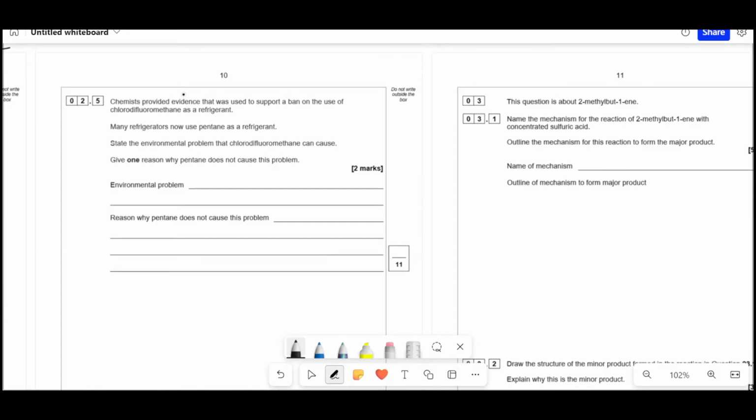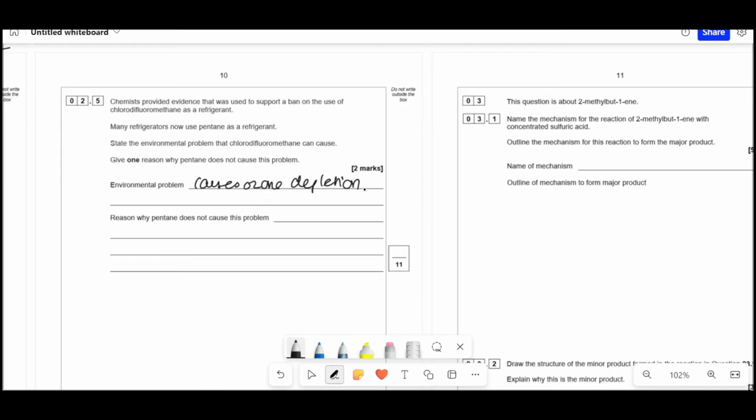So chemists provided evidence that was used to support a ban on the use of chlorodifluoromethane as a refrigerant. Many refrigerants now use pentane instead. State the environmental problem that chlorodifluoromethane can cause, and then give one reason why pentane doesn't cause this problem. Well, this is a chlorofluorocarbon, so it causes ozone depletion.